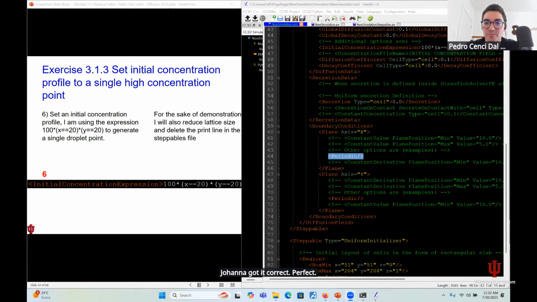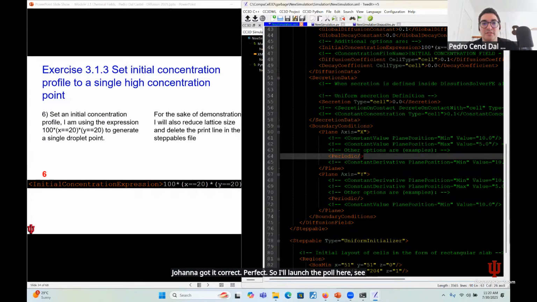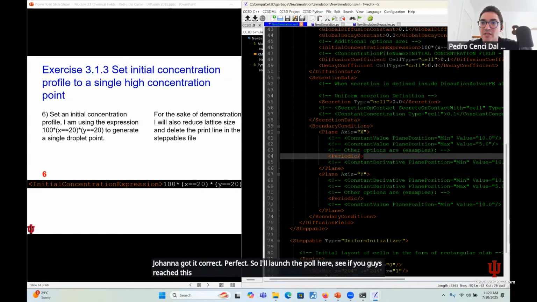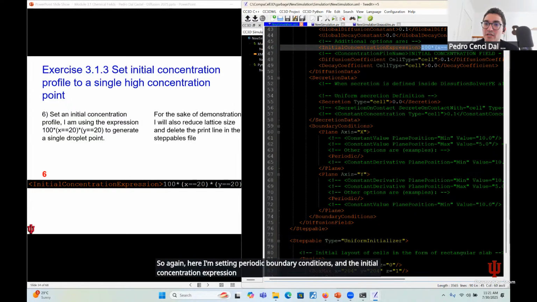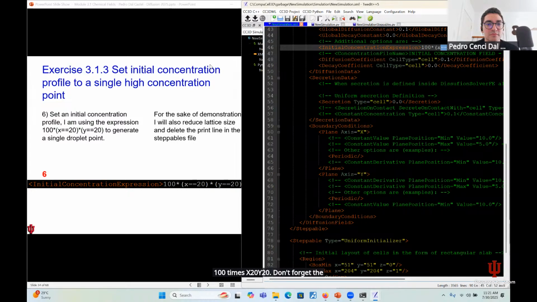So I'll launch the poll here, see if you guys reached this place here. So again, here I'm setting periodic boundary conditions and the initial concentration expression up here, 100 times x20, y20. Don't forget the double equal. A single equal does not work.